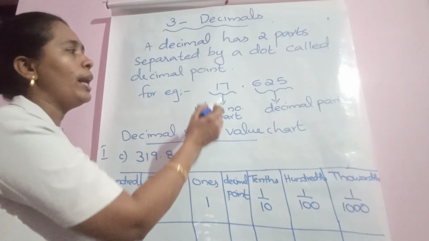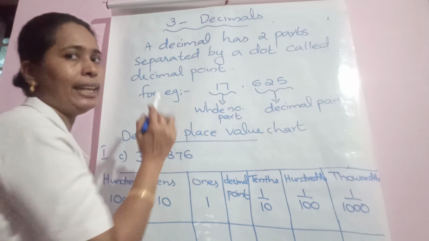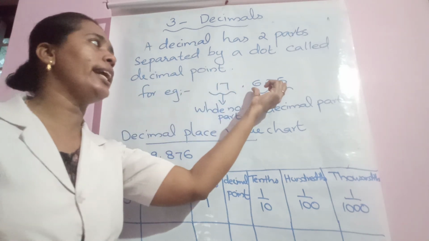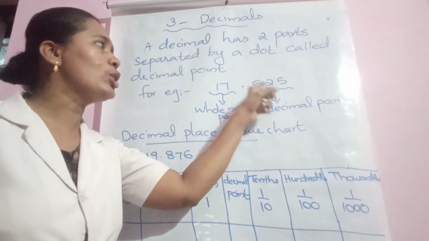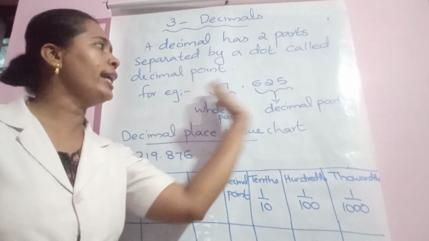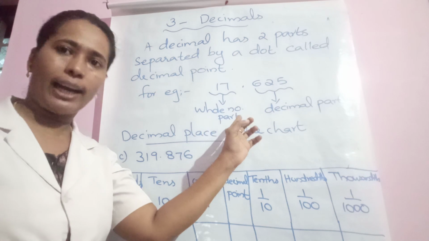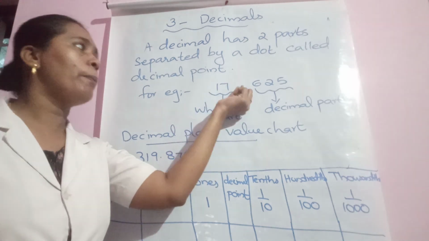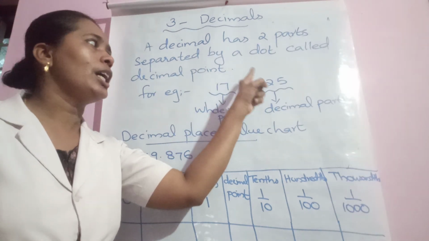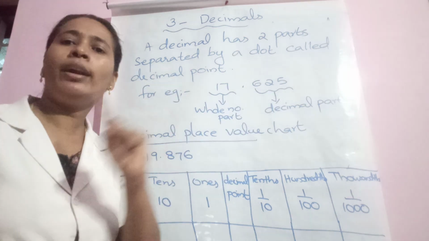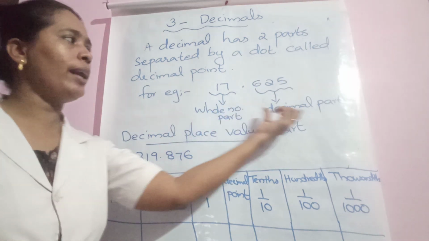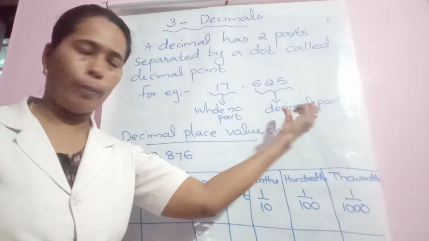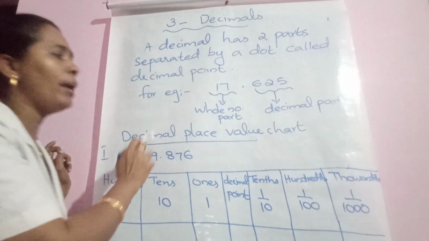So the whole number part is 17 here. And the decimal part is not read as six hundred twenty-five; you have to read it digit by digit: six, two, five. So when you are reading in words, this is read as seventeen point six two five. Don't read it as six hundred twenty-five. So, whole number part, decimal part. Is it clear now?